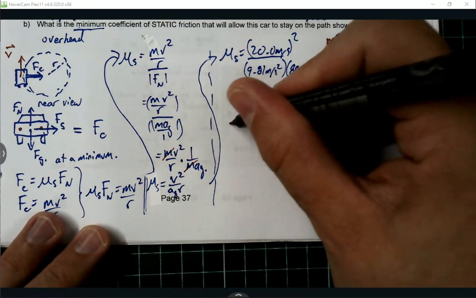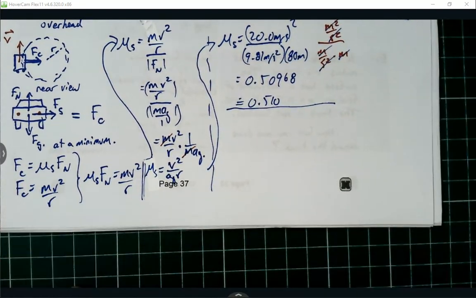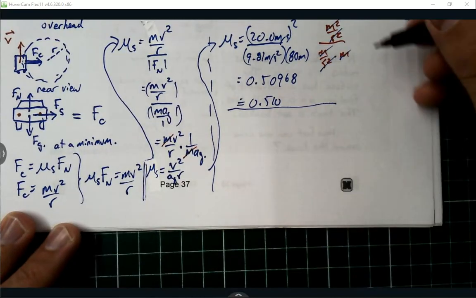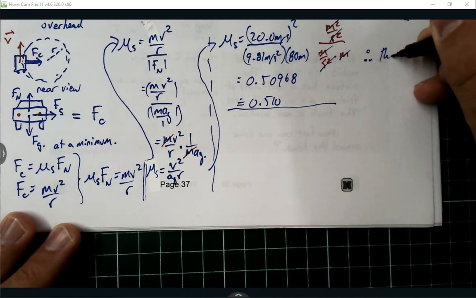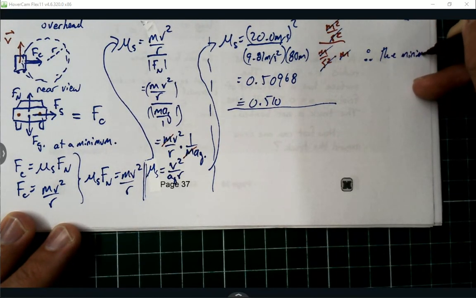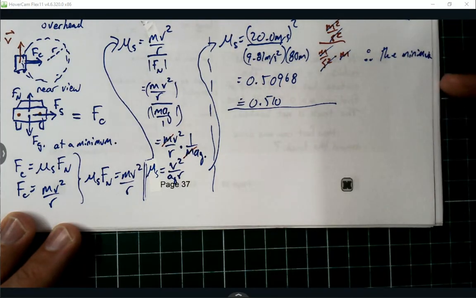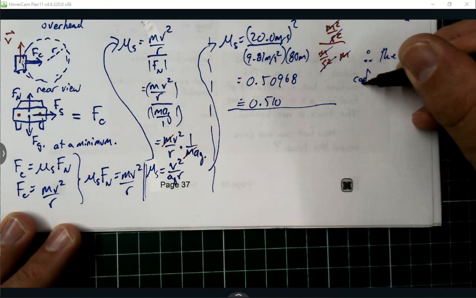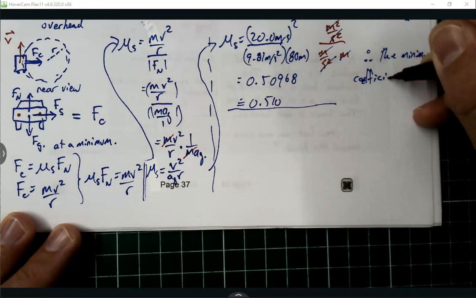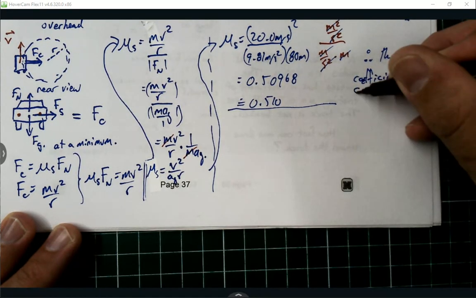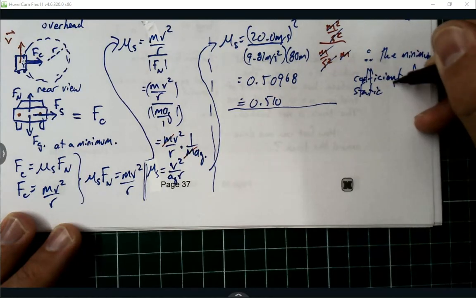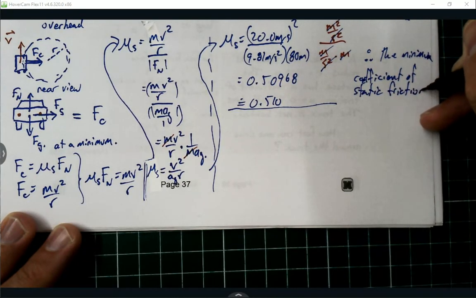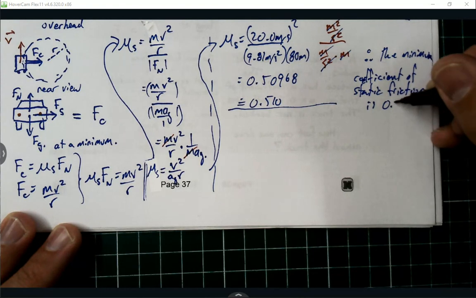Now, another direction that we could take on this one is, we could do a therefore statement. Therefore, the minimum coefficient of static friction is 0.510.